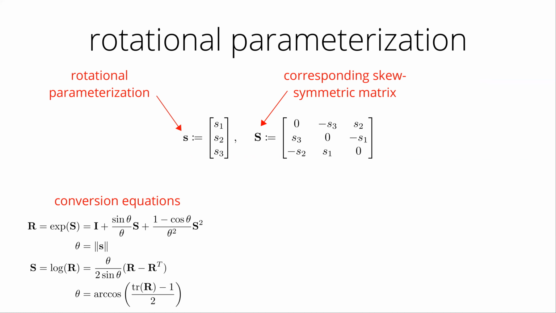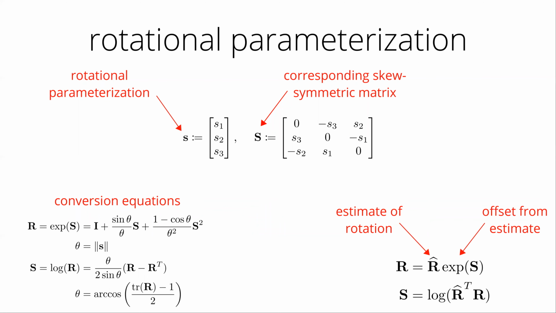We'll often need to convert from the rotational parameters S to a rotation matrix and vice versa, and we do that using the exponential and logarithmic maps shown here. At each iteration of the filter, we'll keep track of the current estimate of rotation using the matrix R hat. Then we'll let the rotational parameters S represent offsets from the coordinate frame of R hat.